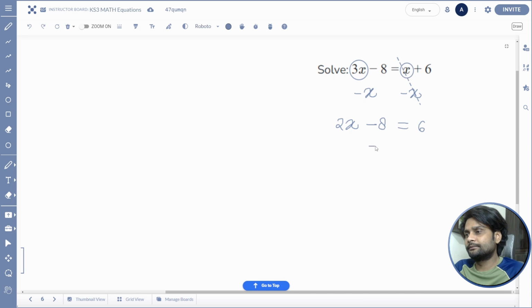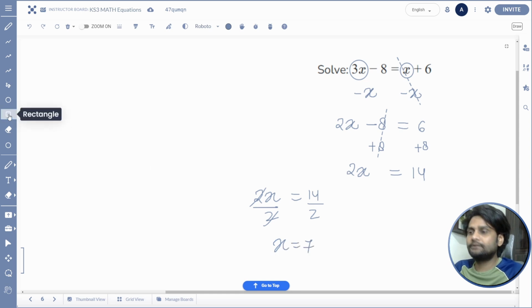Now the process is simple. You need to add 8 to both the sides and they get cancelled, and then we are left with 2x equals 8 plus 6 gives you 14. As you then divide both sides by 2, see, 2x equals 14 we have, and we divide both the sides by 2, we then get x equals 7. So x equals 7 is our answer.